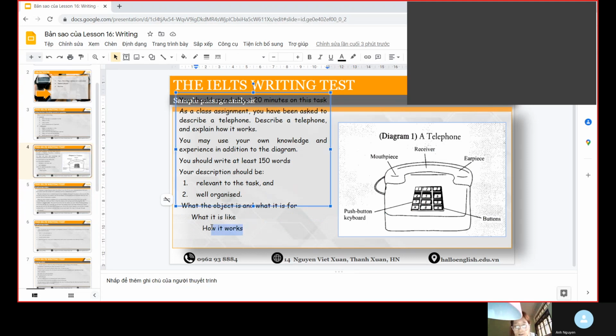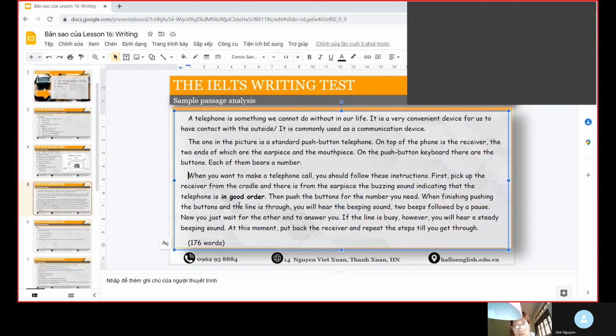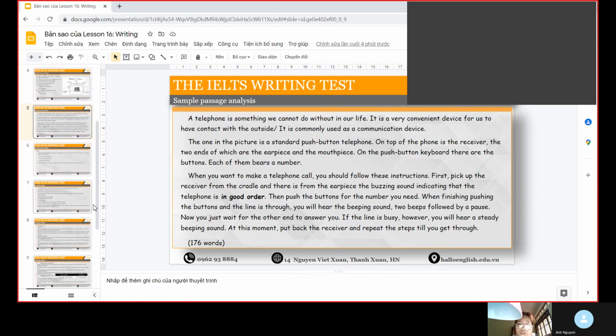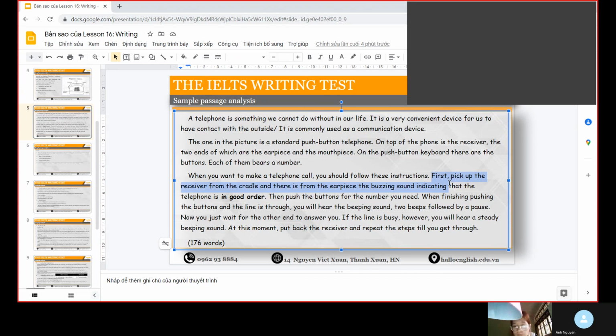And the last paragraph, how it works. Okay, you have to describe in detail how you will use the object or how the object works. Okay, now instead of saying straight that this is how the telephone works, you can say that please follow these instructions, or you should follow these instructions, or here are the instructions when you want to make a phone call. Just don't say that this is how the telephone works. Okay, it is too straightforward, okay? And it will make some judges feel unpleasant. Okay, then describe every step of how to use the object.